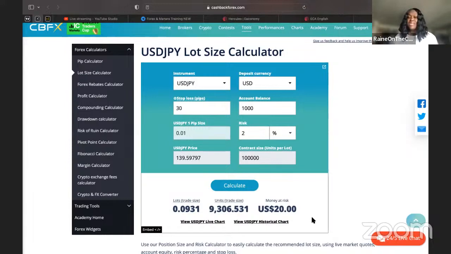So what that means is when you input the information into MetaTrader 4, if the trade does not go in your favor, which is something that can happen, the most you can lose, the maximum you will lose, is $20 if you stick with using your lot size calculator. So the lot size calculator is an important tool when it comes to your risk management. You definitely want to use that, okay?